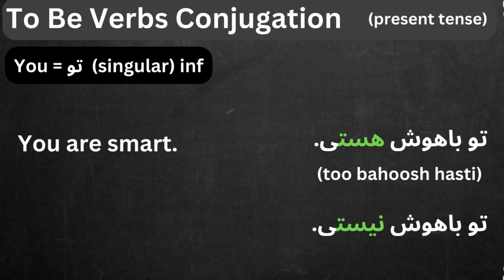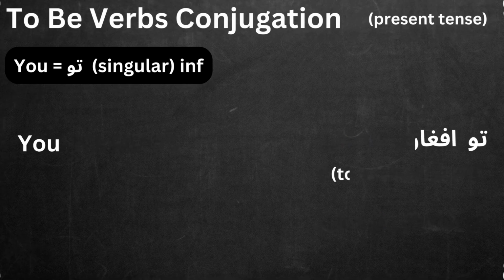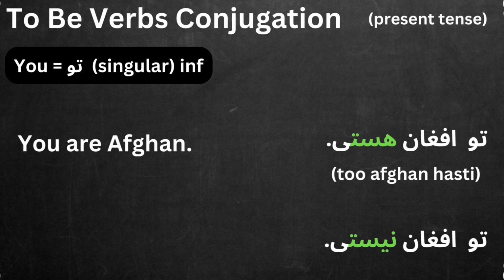Okay, so here we have examples with you, or تو. تو is singular, it refers to one person. The example is تو باهوش هستی. It means you are smart. So how do you change it to negative? Instead of ha, we write ni. تو باهوش هستی. تو باهوش نیستی. تو افغان هستی. You are Afghan. The negative تو افغان نیستی.